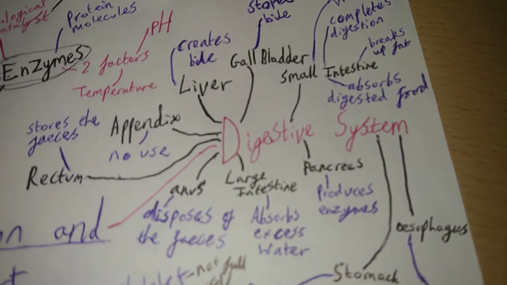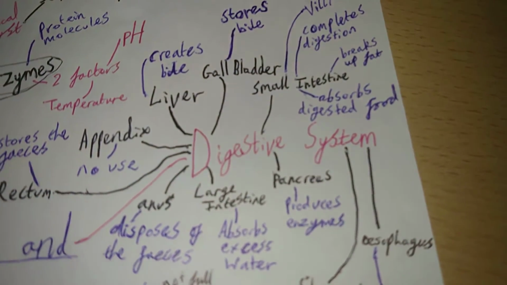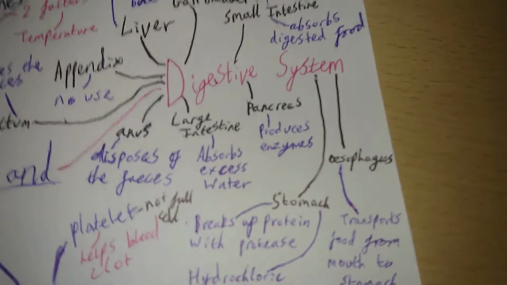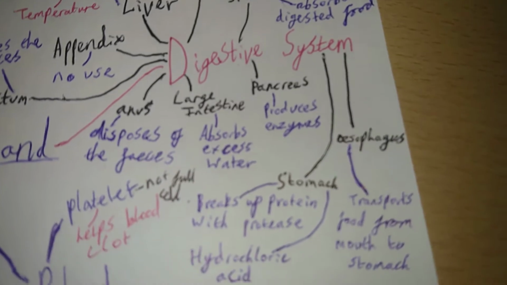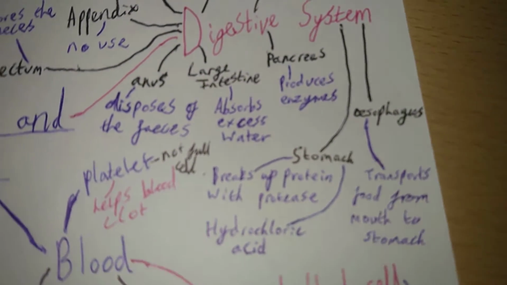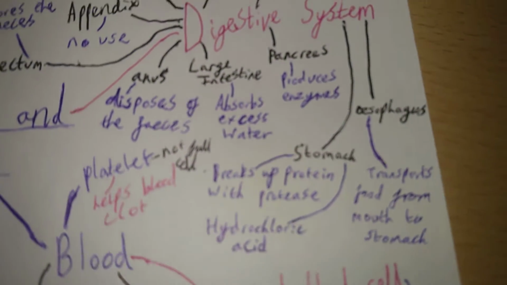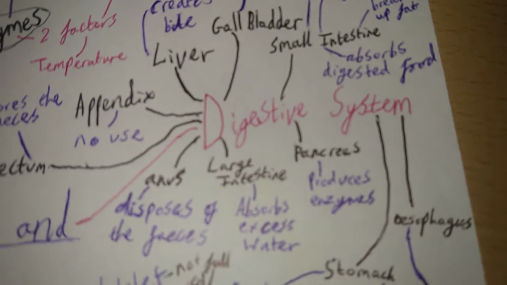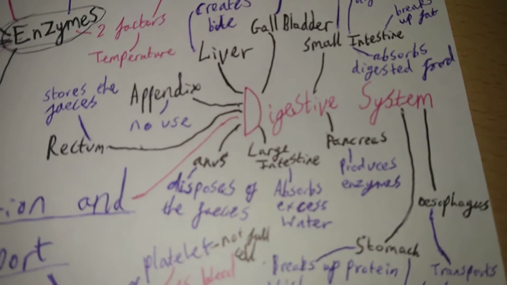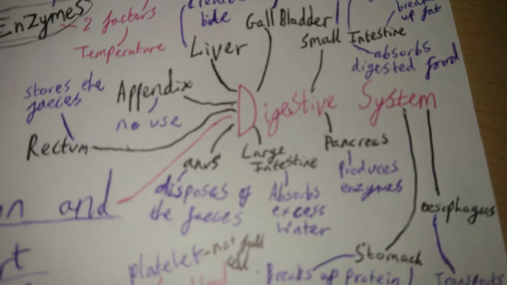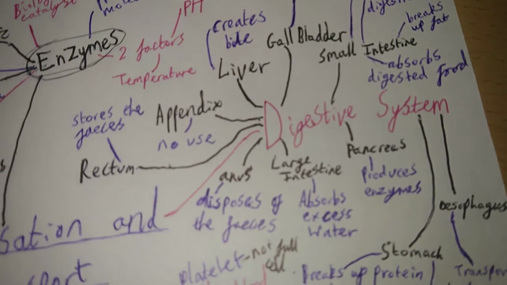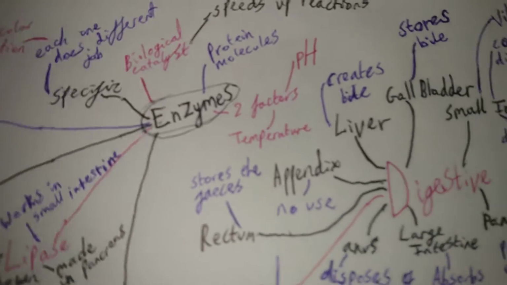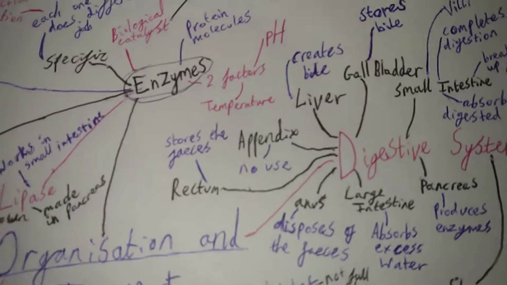What is in it? Well, let's start off. So, the esophagus transports food from the stomach to the mouth. The stomach breaks up protein with protease and contains hydrochloric acid. The pancreas produces enzymes. The large intestine absorbs excess water. The anus disposes of the feces. The rectum stores the feces. The appendix has no use.